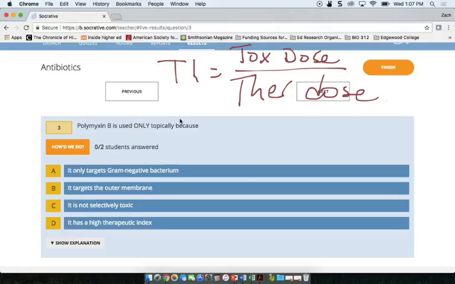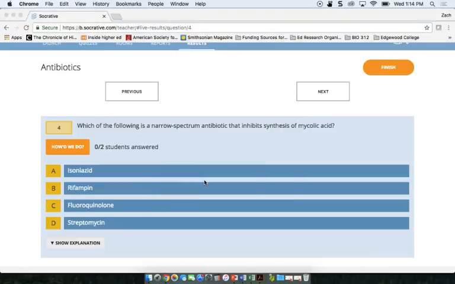All right. Which of these is a narrow spectrum antibiotic that inhibits the synthesis of mycolic acid? A, isoniazid, B, rifampin, C, fluoroquinolone, D, streptomycin. Take a second to think about this one. Use your table if you need to. Get familiar with the information.